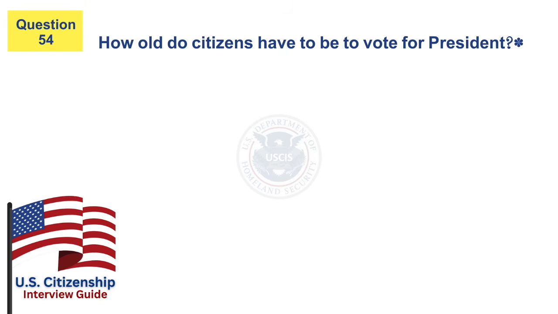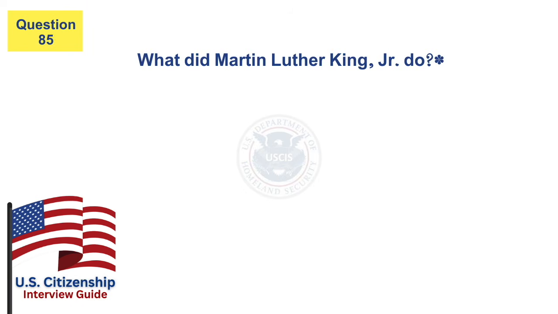How old do citizens have to be to vote for president? 18 and older. What did Martin Luther King Jr. do? Fought for civil rights.